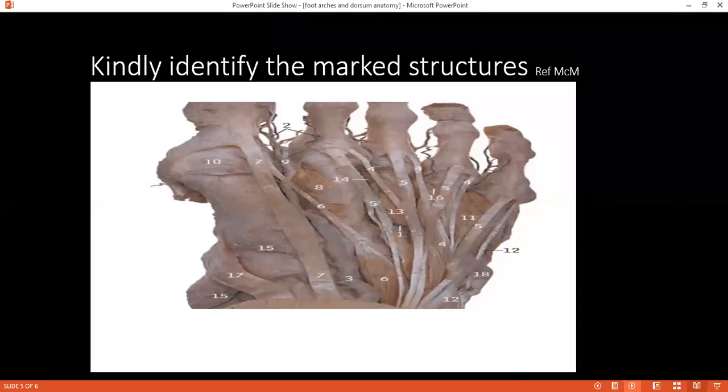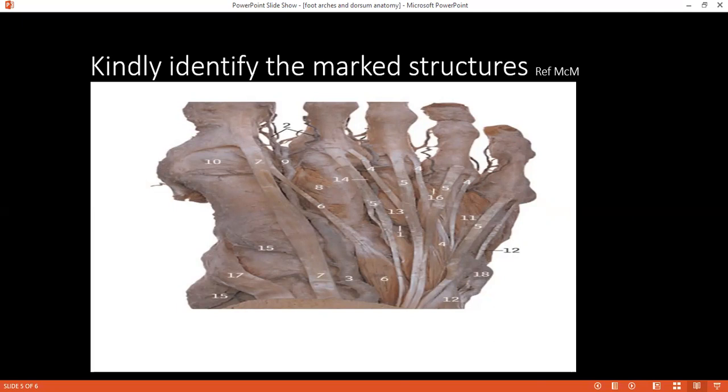Ma'am, this is the foot, the gross dorsum of the foot. Yes, dorsum. Would you be able to identify number 7? Yeah, ma'am, this is the extensor hallucis longus tendon. Okay, 6, please. Extensor hallucis brevis. Okay. Right. Can you please tell me how the dorsal venous arch is formed? Sorry, ma'am, can you repeat it? Dorsal venous arch. How is it formed?